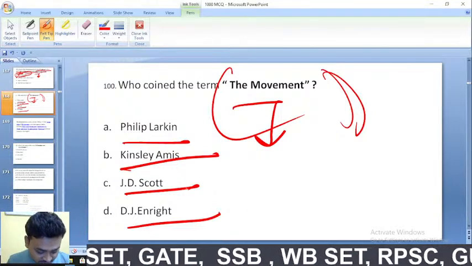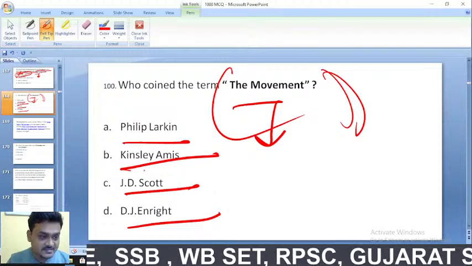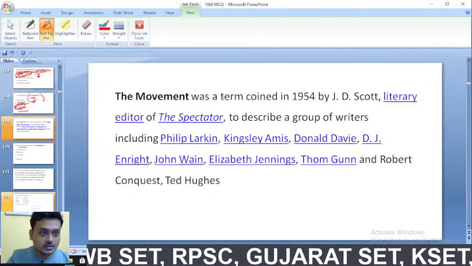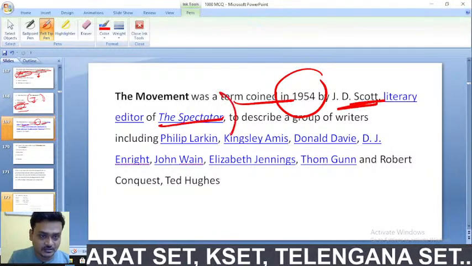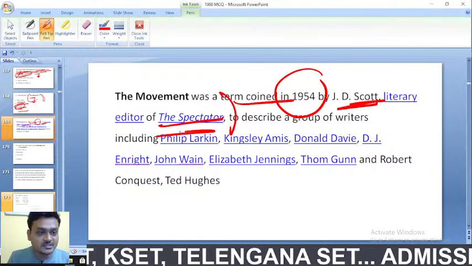It's by J.D. Scott. The movement was a term coined in 1954 by J.D. Scott, literary editor of the Spectator. And he was the editor of the Spectator as well.